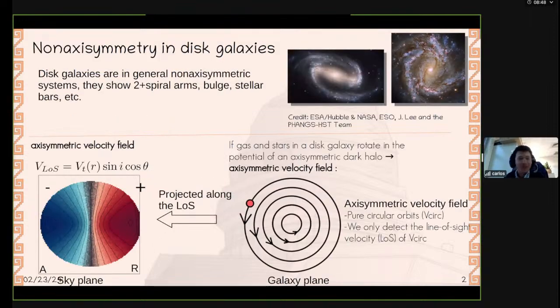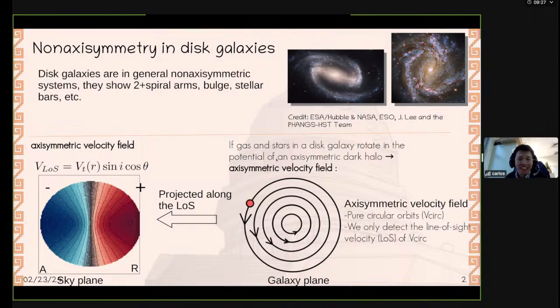So first of all, the non-axisymmetry in galaxies: basically most galaxies in the universe show non-axisymmetric structures such as spiral arms and stellar bars. As I show in the figure images, on the left we observe a clear barred galaxy with two beautiful spiral arms, and on the right side we observe a spiral galaxy with also beautiful spiral structure, right? So non-axisymmetry is basically ubiquitous in most of these galaxies.